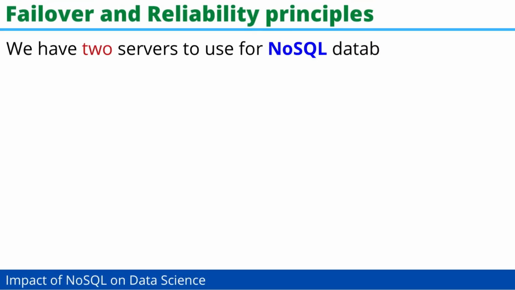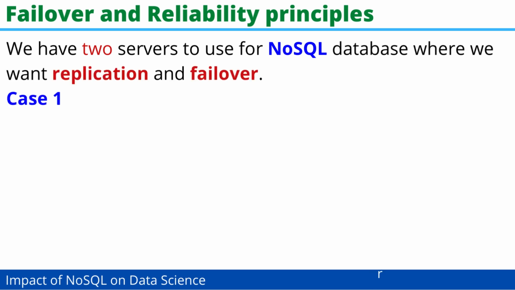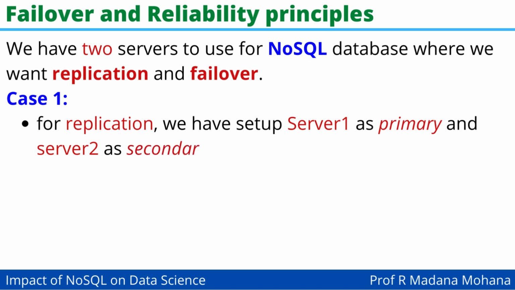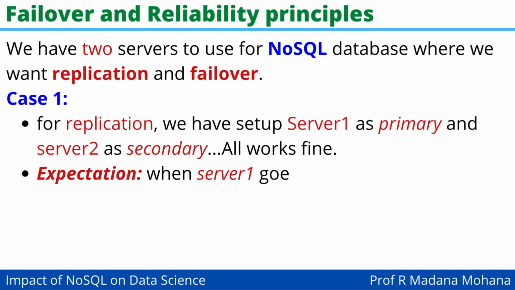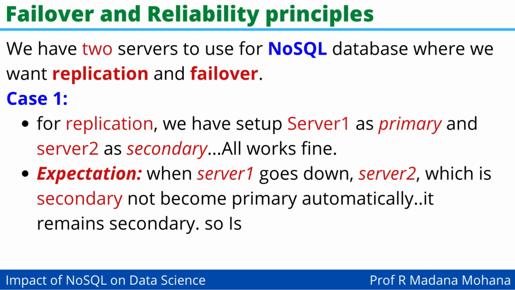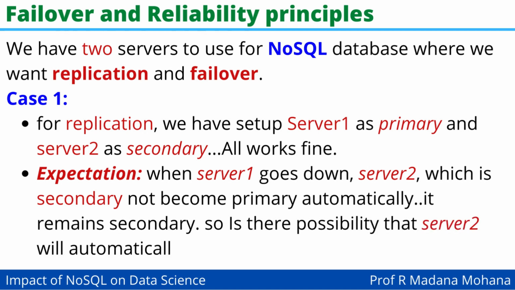We have two servers to use for NoSQL databases where we want replication and failover. In the first case, for replication, we have set up server 1 as primary and server 2 as secondary, then all works fine. The expectation: when server 1 goes down, server 2, which is secondary, does not become primary automatically. It remains secondary only. So, is there a possibility that server 2 will automatically become primary? That is the first situation.